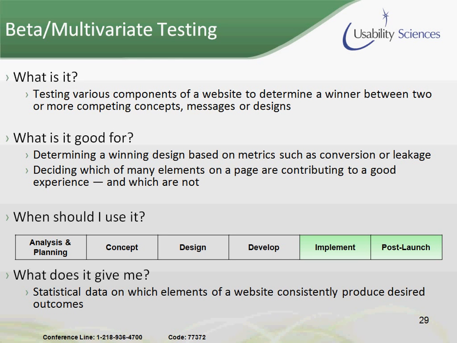So what is this good for? It's good for determining a winning design based on metrics such as conversion or leakage. It's great for deciding which of many elements on a page are contributing to a good experience and which are not. When do you want to use this?